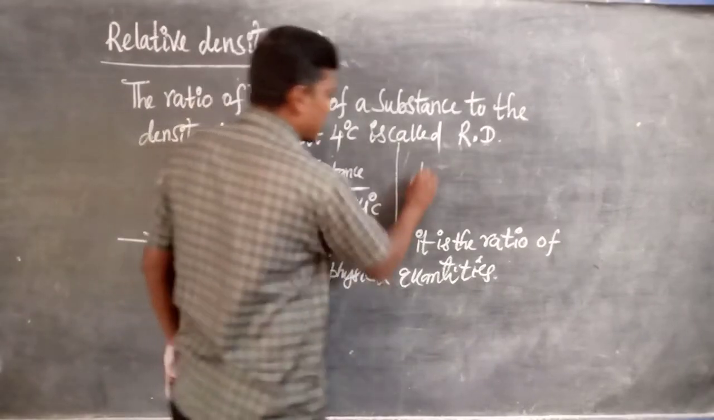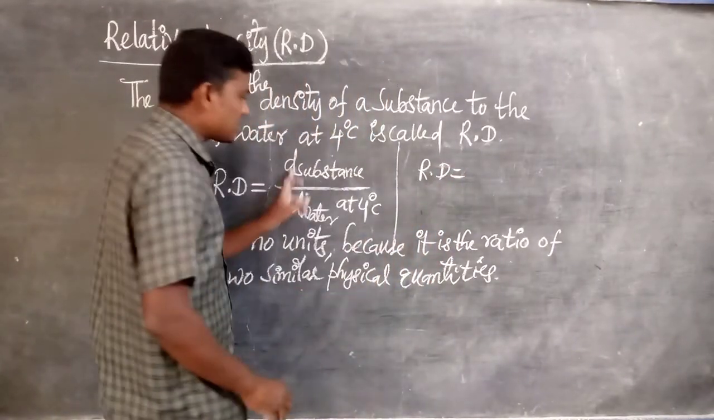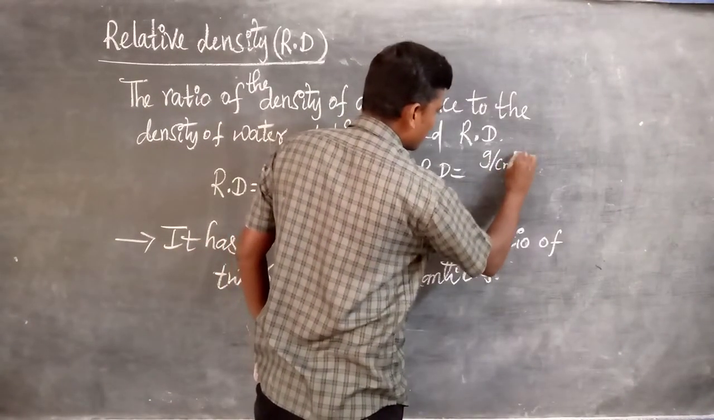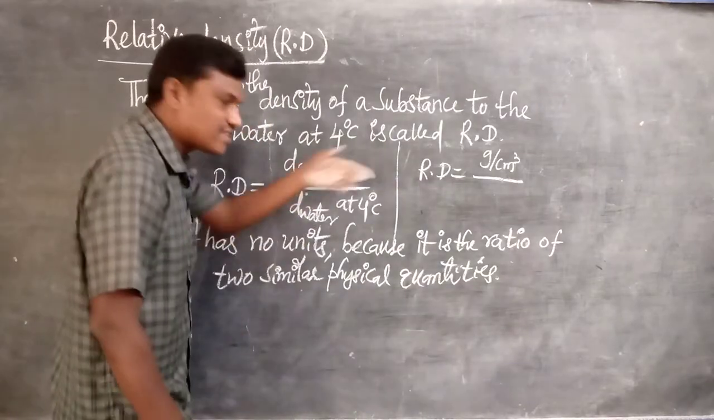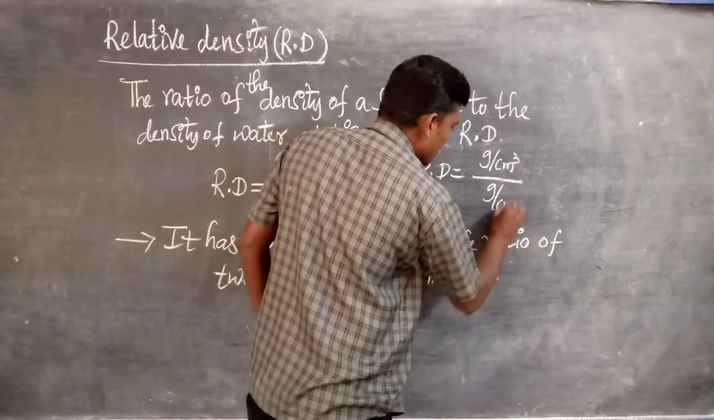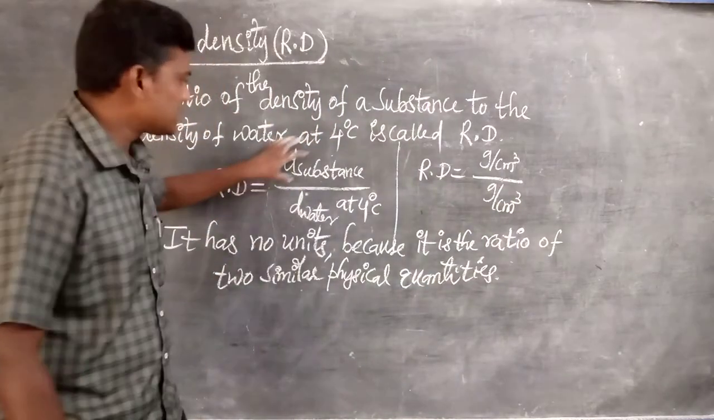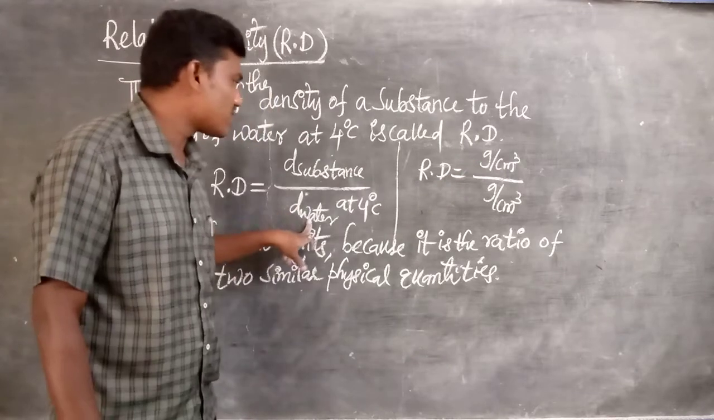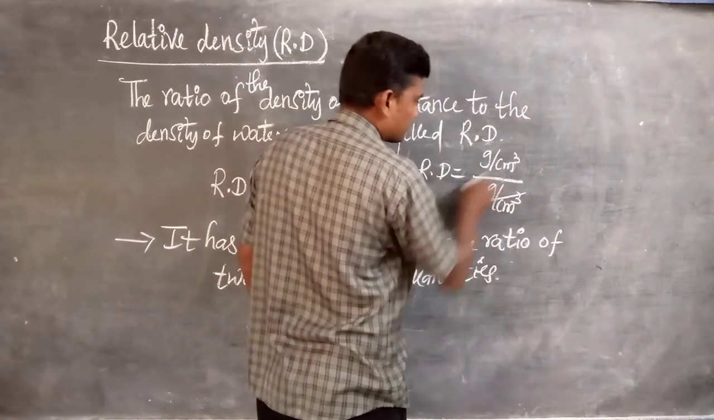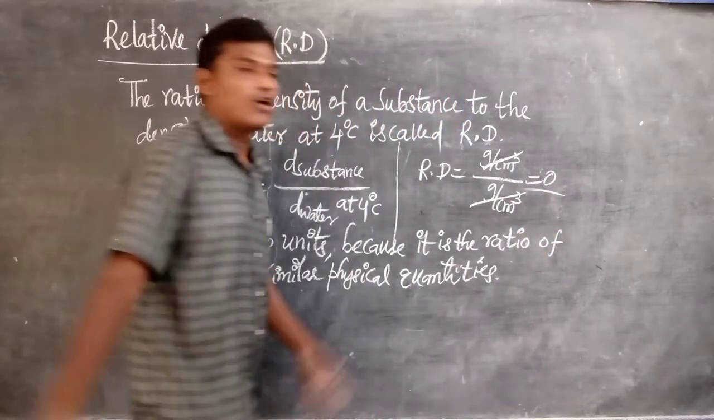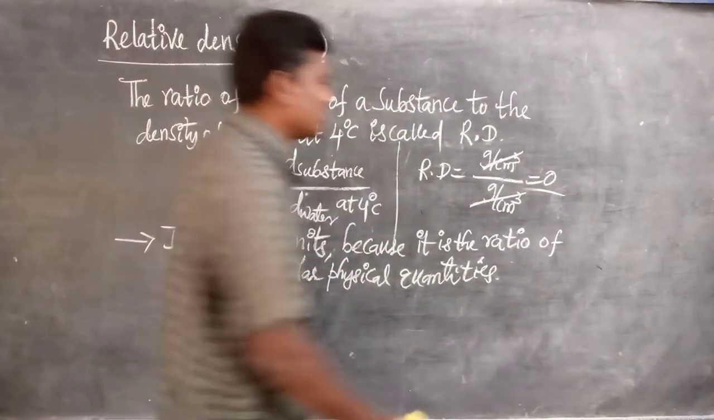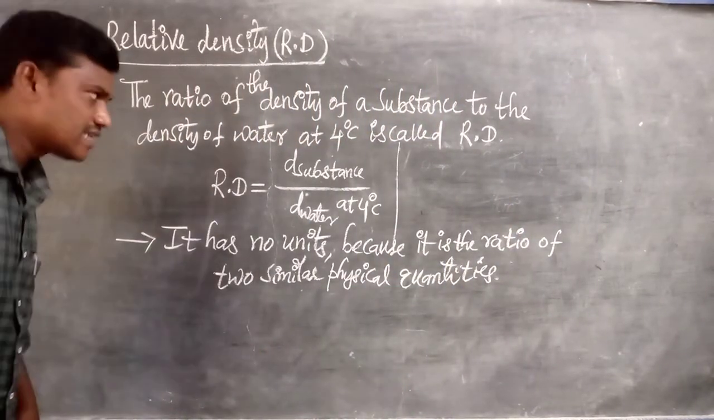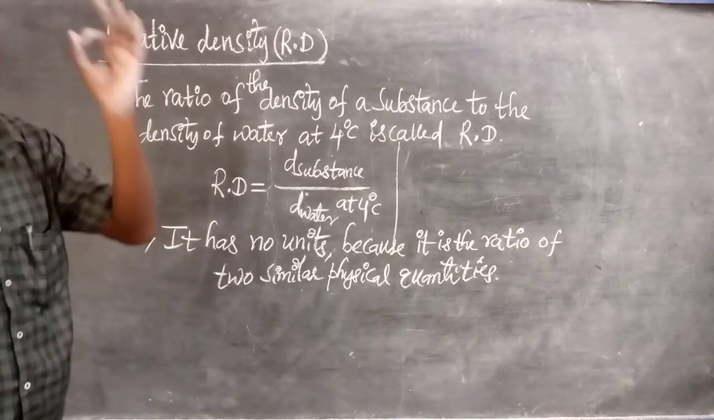So for example, relative density is equal to the density of the substance in the CGS system, gram per centimeter cube, divided by the density of water in the CGS system, gram per centimeter cube. Both units are the same, so there are no units, not zero, but no units. That's why relative density has no units, because it is the ratio of two similar physical quantities.